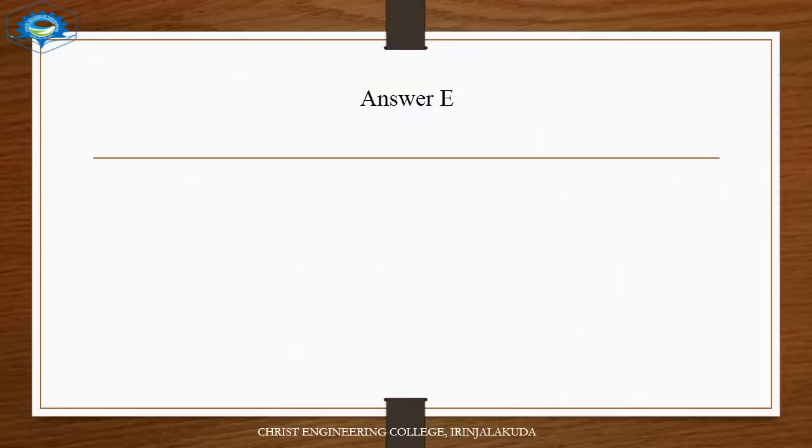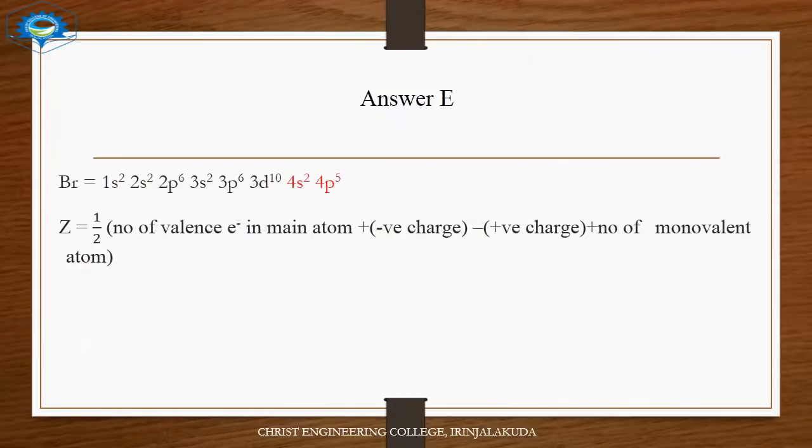How will we reach this answer? We already discussed in our last video that in order to find the hybridization, we have an equation, that is Z is equal to half into number of valence electrons in the main atom. Here the main atom is Br, in bromine pentafluoride. So bromine is the main atom.